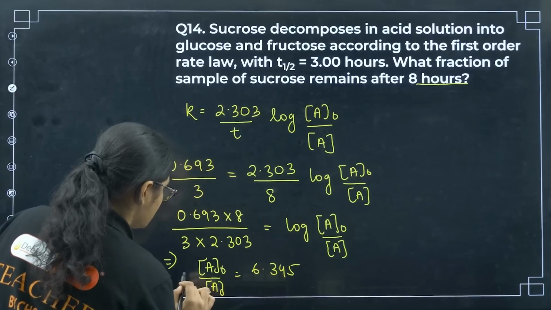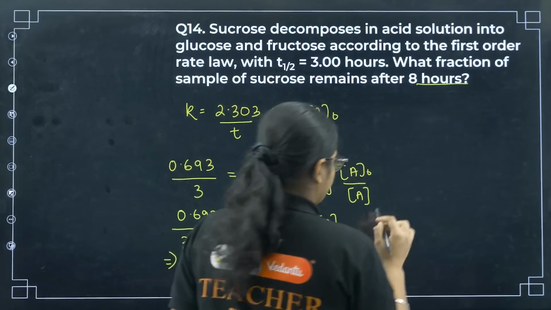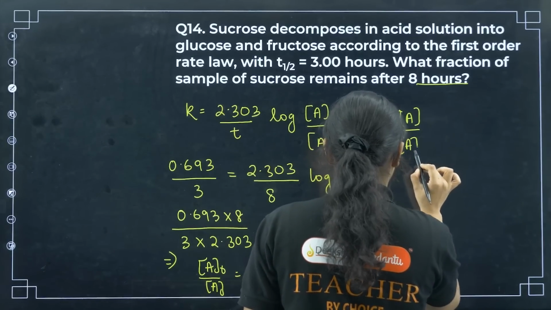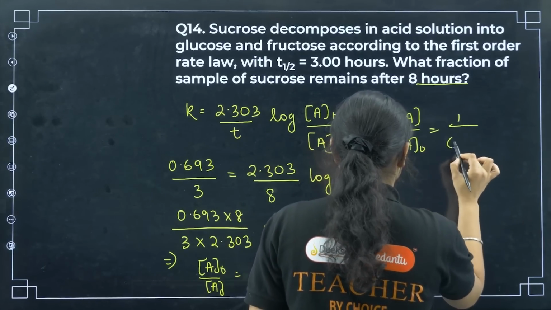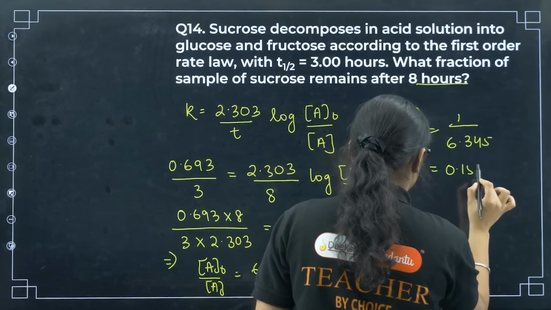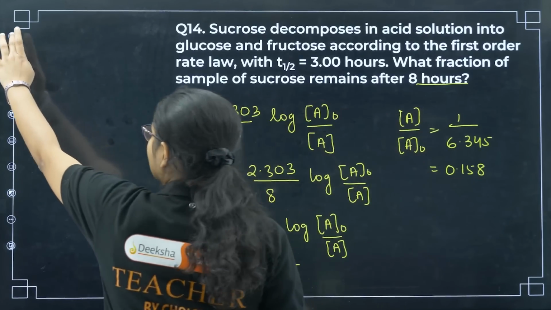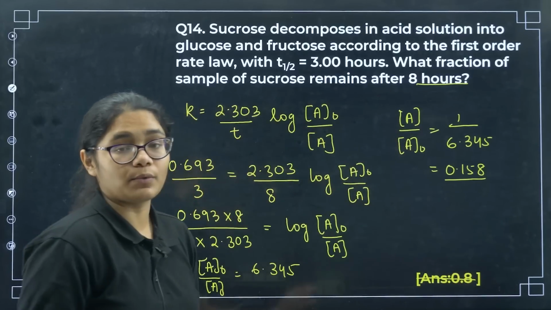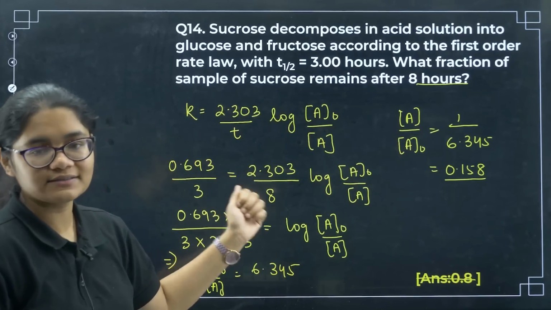Okay. Now if I solve this, I get A naught by A as 6.345. Now I have to calculate A by A naught because that is the fraction that is remaining. So A by A naught is equal to 1 by 6.345 and I'll get 0.158 here. Okay. So I'll get 0.158 as the fraction that is remaining.